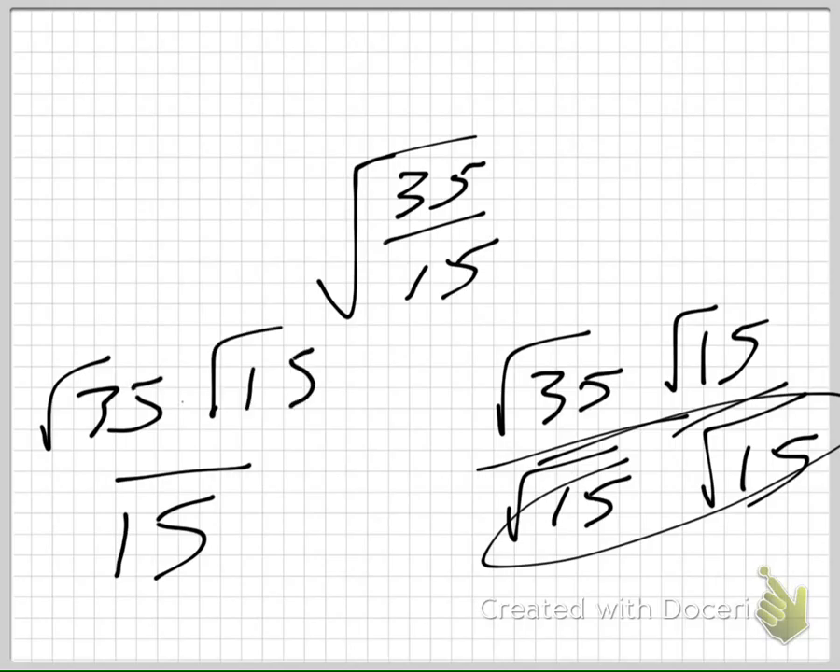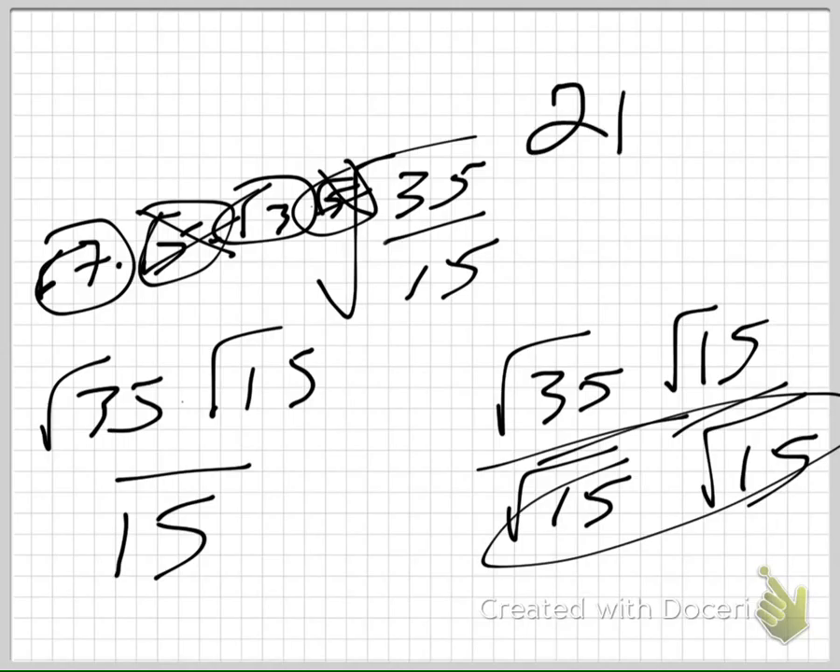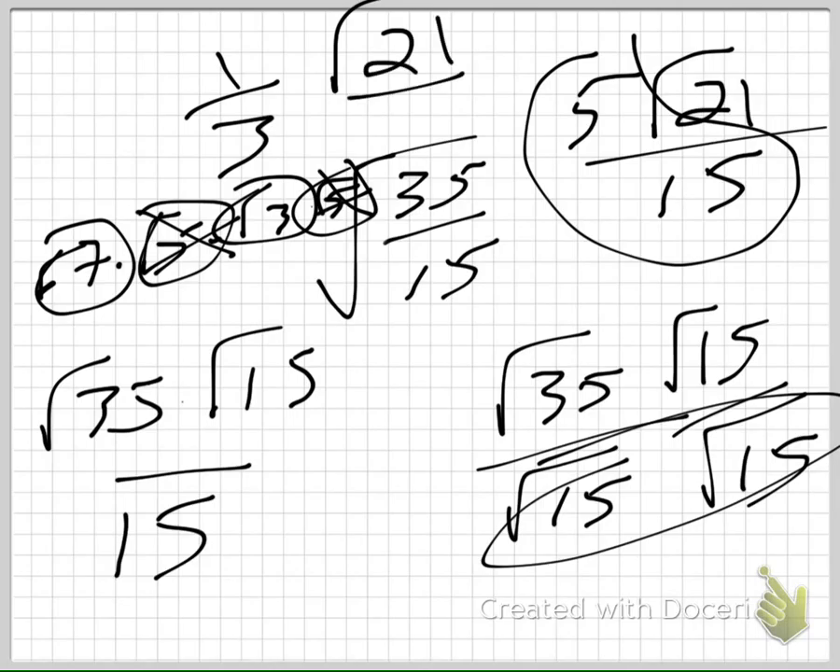Can you do that? Didn't we just learn how to do that? Break it down, right? That would be the square root of 7 times the square root of 5 times the square root of 3 times the square root of 5. Square root of 5 times square root of 5 is 5, times square root of 7 times square root of 3 is 21. 5 times the square root of 21 over 15. That can be reduced, the 5 and 15 reduce to 1/3, which gives the square root of 21 over 3.